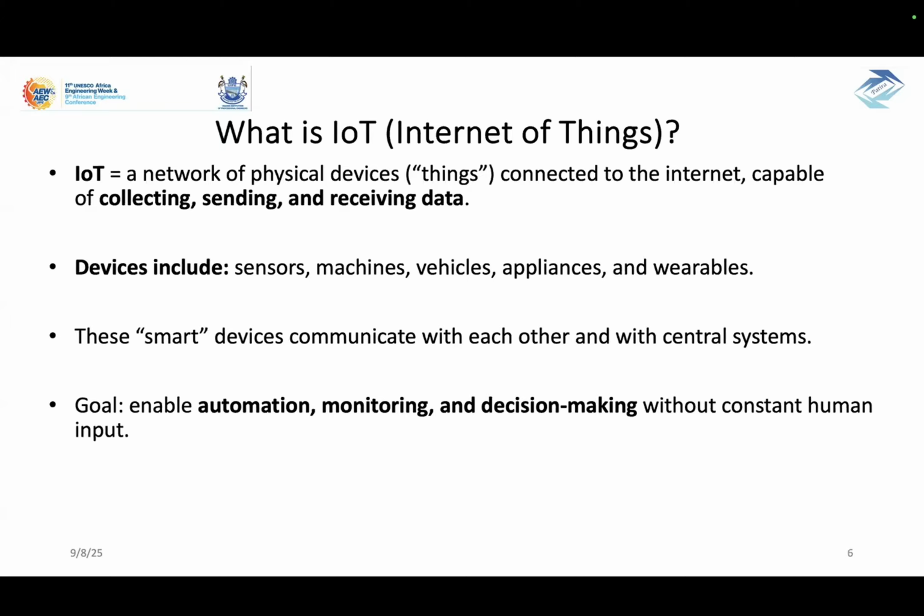So what is the Internet of Things? People always talk about Internet of Things. It's written with capital I, small letter o, and capital T. Basically, this is a network of physical devices. They're called things, and they're connected to the internet, so they're capable of collecting, sending, and receiving data.